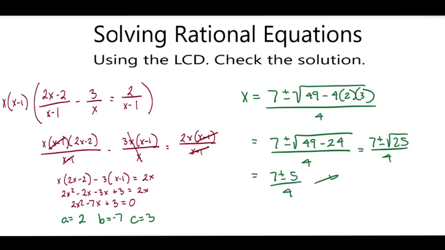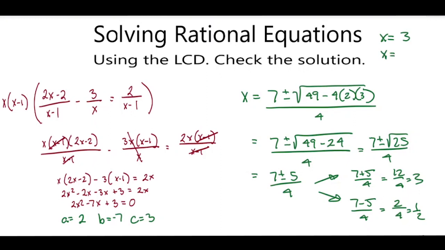And now I can split it into two problems, and that's 7 plus 5 over 4 and 7 minus 5 over 4. And 7 plus 5 is 12 over 4, and that's 3. And I have 7 minus 5, which is 2 over 4, and that's 1/2. So I'm going to put that up here. x is equal to 3, and x is equal to 1/2.